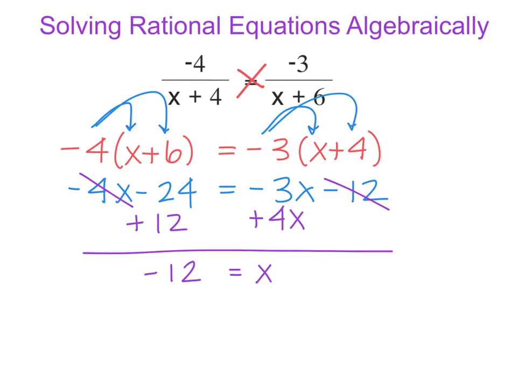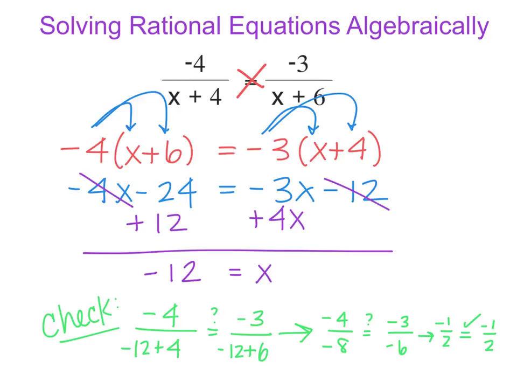What I've fast forwarded through is I've distributed and simplified, moved over my x's and my constants, and what I have is x equals negative 12. Now, something else I have to consider is that the x's are in the denominators, so I know that x can't be negative 4 and x can't be negative 6, and that's not what I get here. I need to check to make sure that negative 12 actually works, so I'm going to plug it back in. When I plug my negative 12s back in, I get negative 1/2 equals negative 1/2. That checks, that works. So our solution here is x equals negative 12.